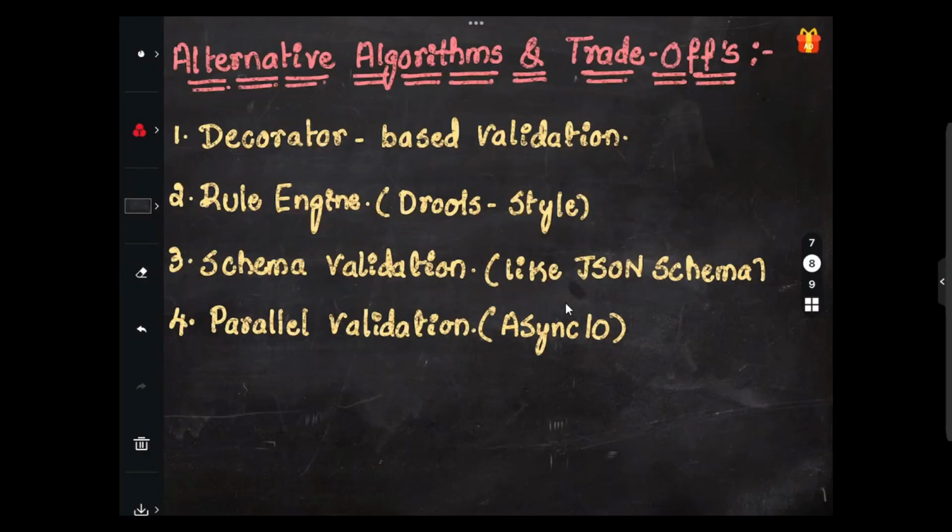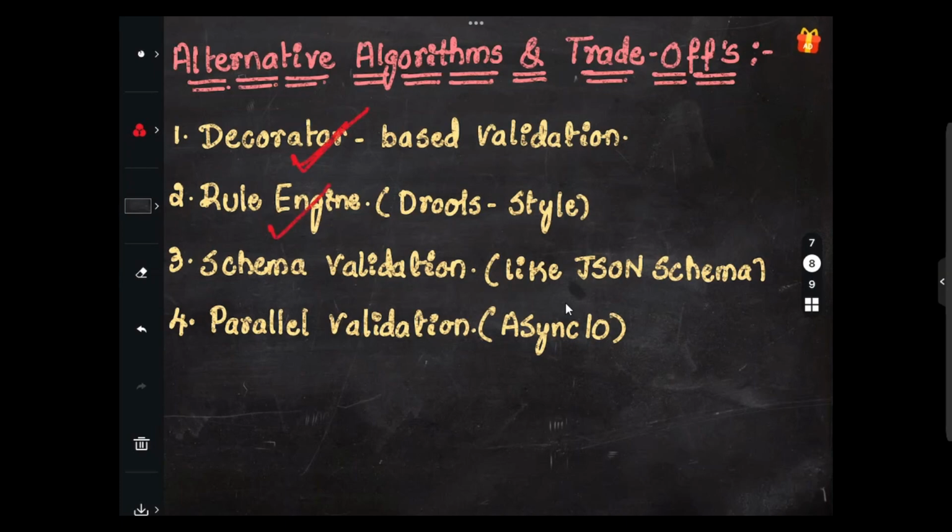So first approach here, we can go with a decorator based validation. Basically what it does is define the validators via decorators on fields, right? The trade-off here is the syntax will be cleaner, but it is less dynamic, right? So this one we have to keep in mind.